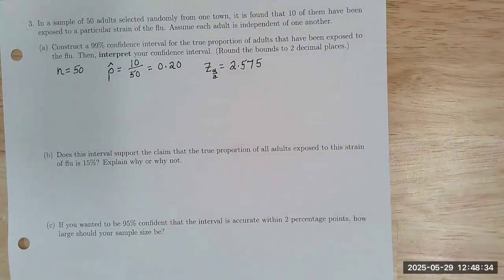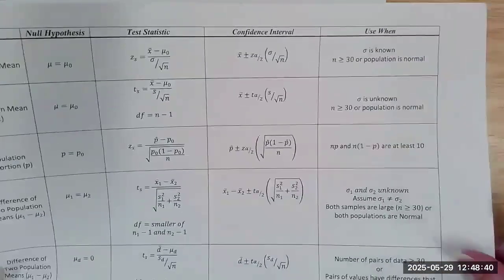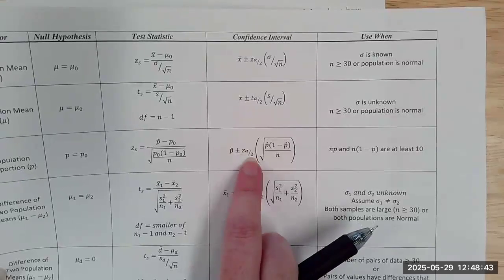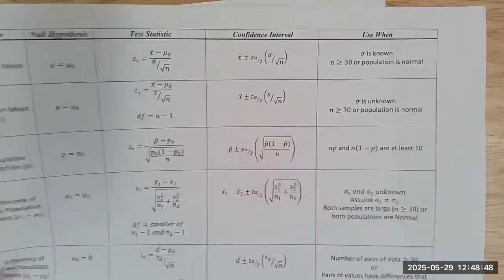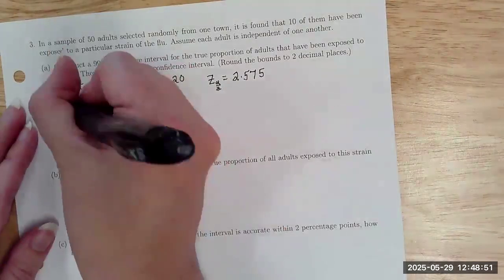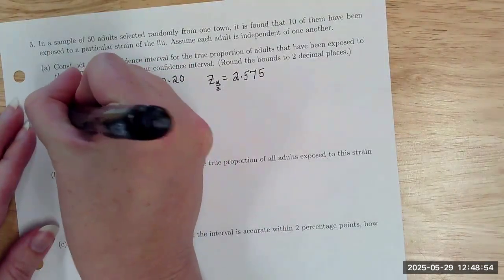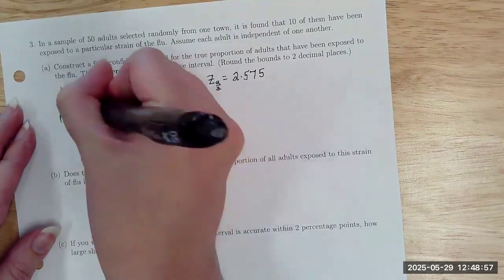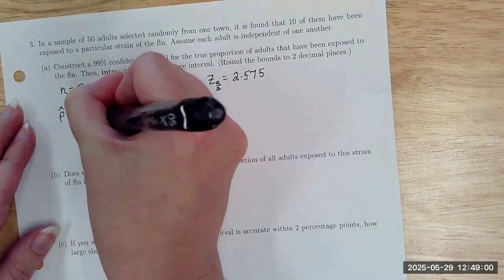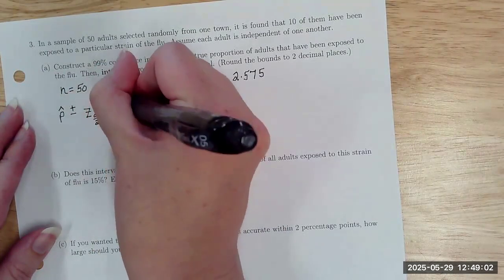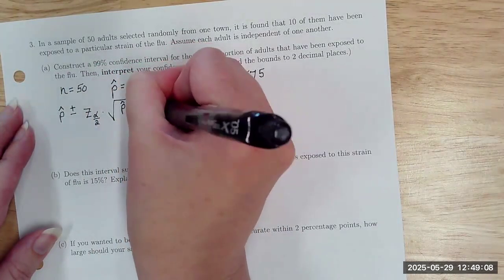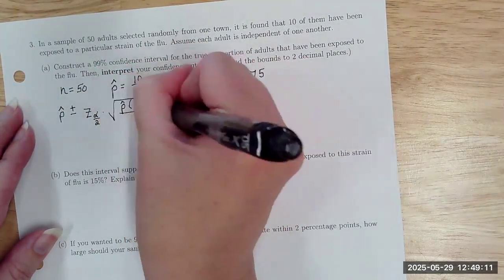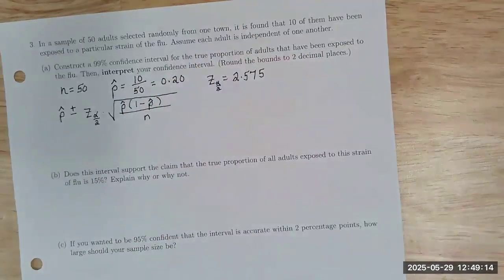Cool. All right. Now I'm going to write down the formula that was on her formula sheet. We're going to put p hat plus or minus the z alpha over 2 times the square root of p hat times 1 minus p hat divided by n. Okay. So p hat plus or minus the z alpha over 2 times the square root of p hat times 1 minus p hat, all divided by n. There's our formula.